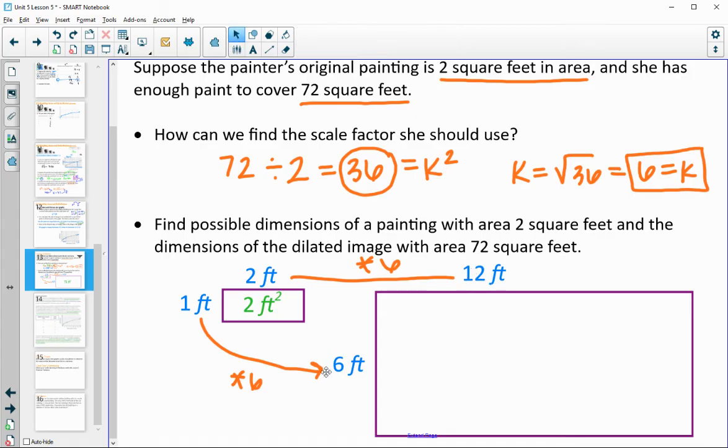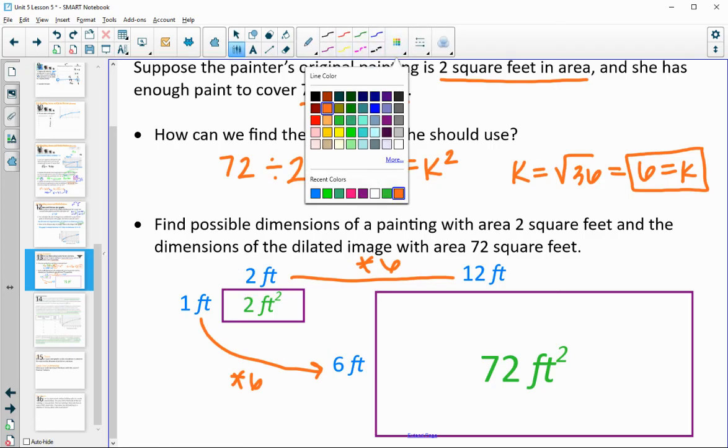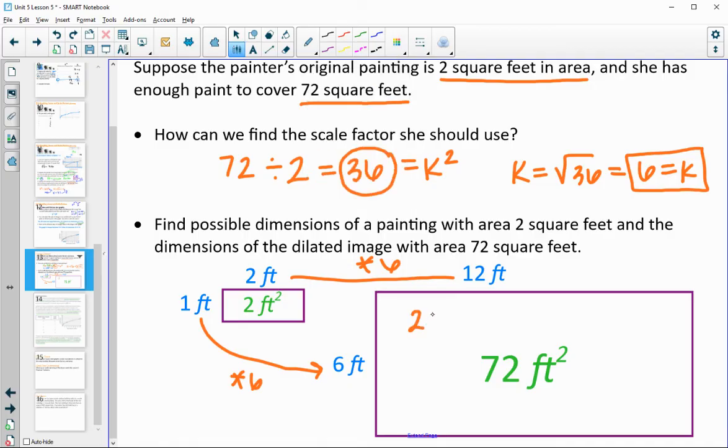Then if we found this new area, 12 times 6, that would give us 72, which again then is k squared times bigger. So that's 2, the original area, times the scale factor squared. 6 squared was 36. 2 times 36 is 72.